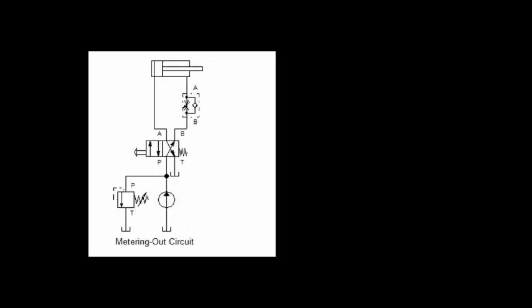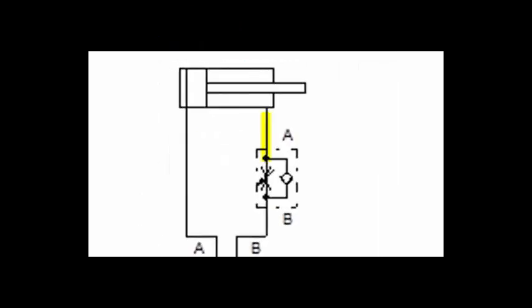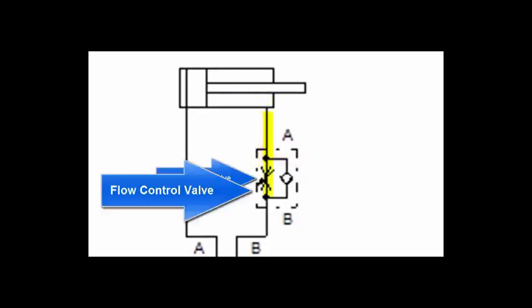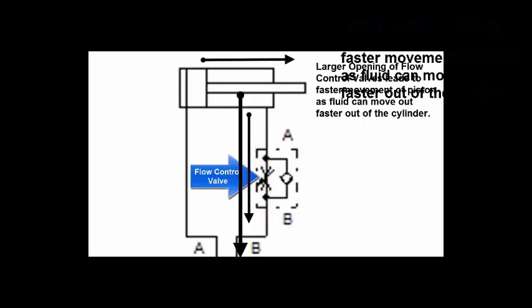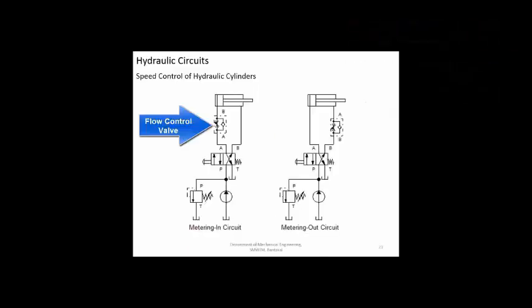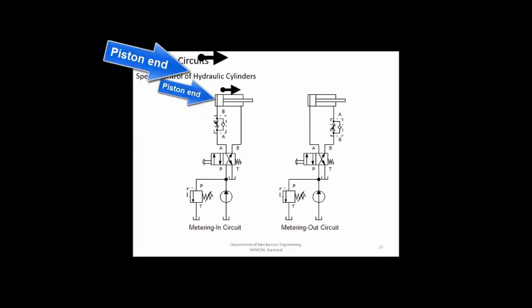Then in metering out, you have the flow control on the rod end side of the cylinder. When the piston is moving, the fluid has two paths. One is the check valve, the other one is the flow control valve. When the fluid is coming out like this, it cannot flow through the check valve. It can only flow through the flow control valve. So if you open the valve more, more flow can happen, and the piston can move forward faster. Same is the case here.